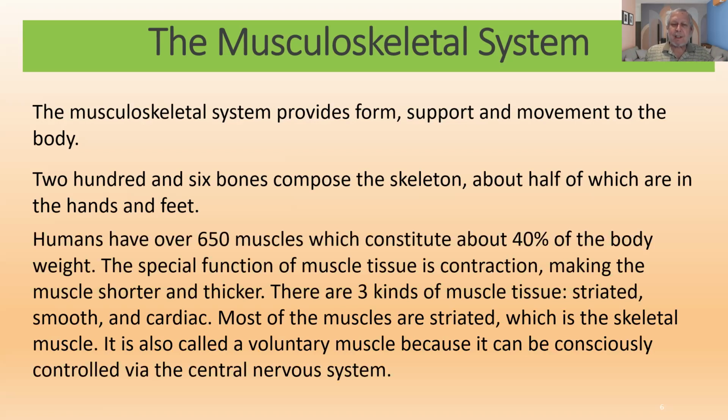Humans have over 650 muscles, which constitute about 40% of body weight. Of course, that varies from person to person. The special function of muscle tissue is contraction, making the muscle shorter and thicker. That's what muscles basically do. There are 3 kinds of muscle tissue: striated, smooth, and cardiac. Most of the muscles are striated, which is the skeletal muscle. It's also called a voluntary muscle because it can be consciously controlled via the central nervous system.